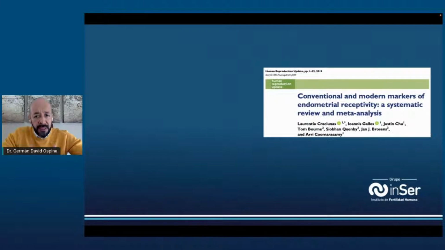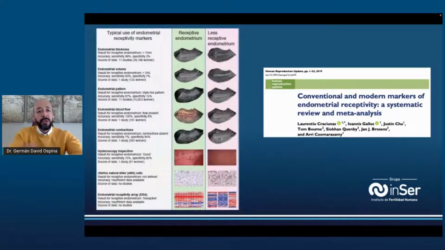Okay, then we have a lot of markers for analyzing the healthy state of the endometrium and the possibility of receptivity in this endometrium. And I want to show you here the markers that we are using today. In this study published in 2019 by Dr. Krasiunas, you can see here the endometrial thickness, the endometrial volume, the pattern of the endometrium, the blood flow, the contractions, the hysteroscopy inspection, the natural killer cells, and the endometrial receptivity array.